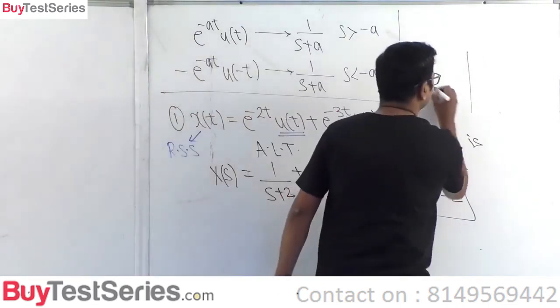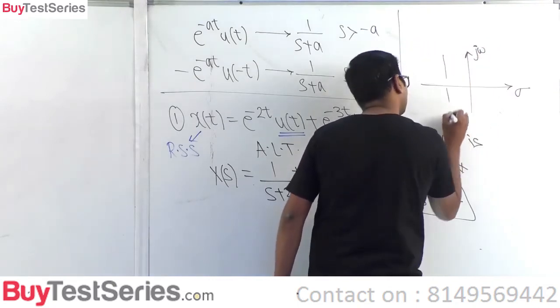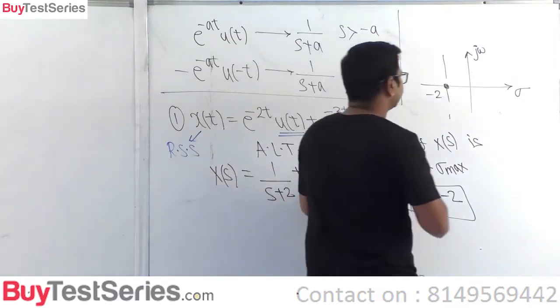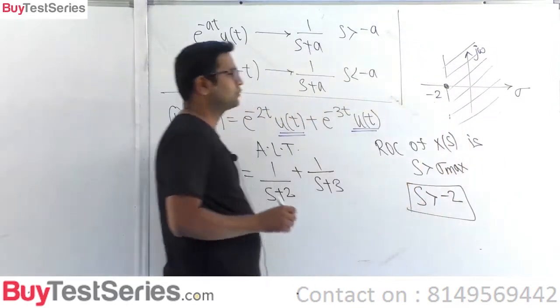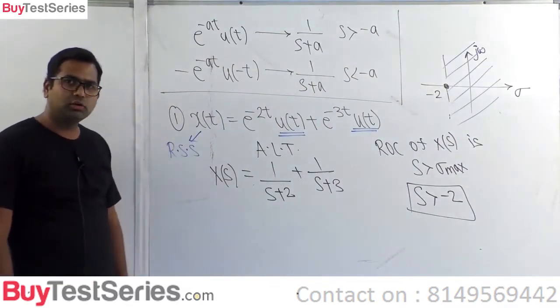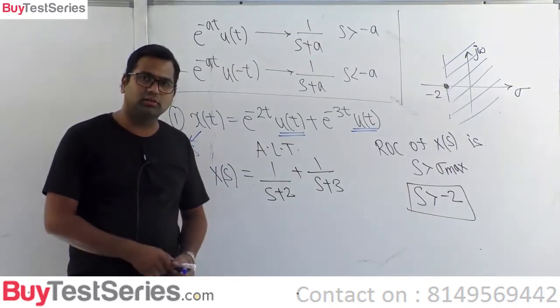The same can be shown on the S plane. This is minus 2 and the ROC will be the region to the right of minus 2. I hope in this example you would have understood how to calculate ROC of a right-sided signal.